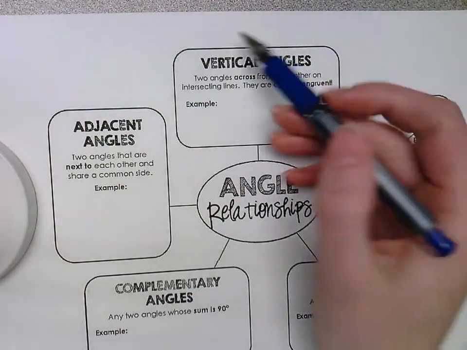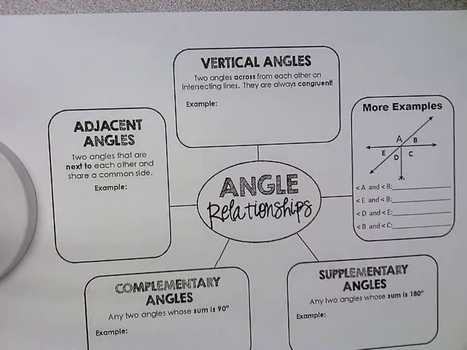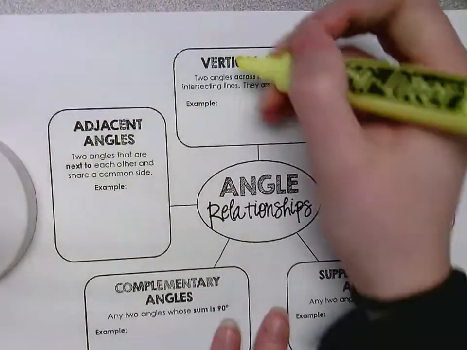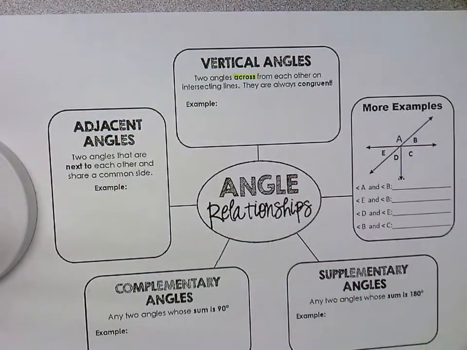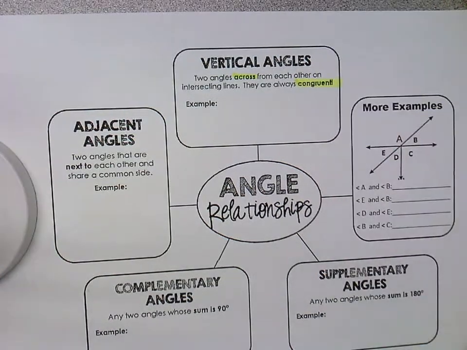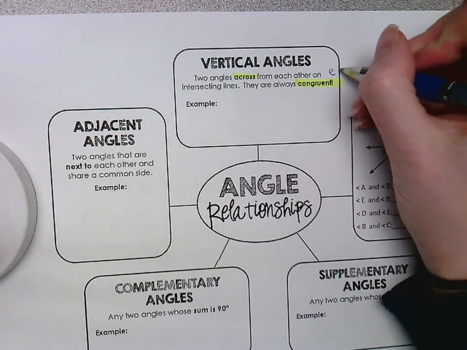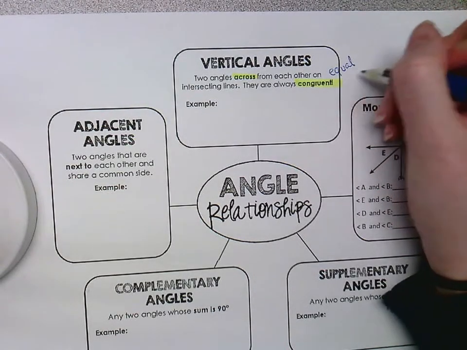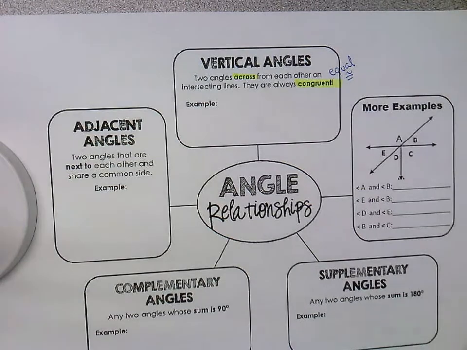The first one we're going to talk about is vertical angles. Vertical angles are angles that are across from one another on two intersecting lines, and they are always going to be congruent. Remember, congruent means equal or the same. And this is a symbol for congruent.